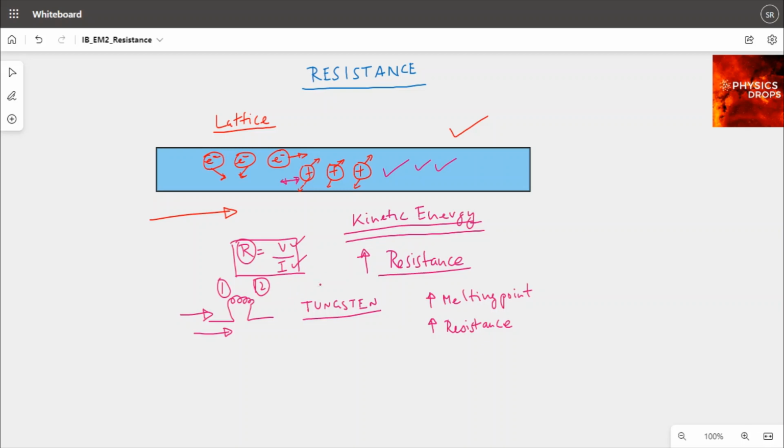And when there is a huge collision, then there is a lot of kinetic energy transfer that takes place within the tungsten filament, and this causes the filament to heat up. It causes the filament to heat up, and then it glows. So these properties of tungsten help us use this in lamps.